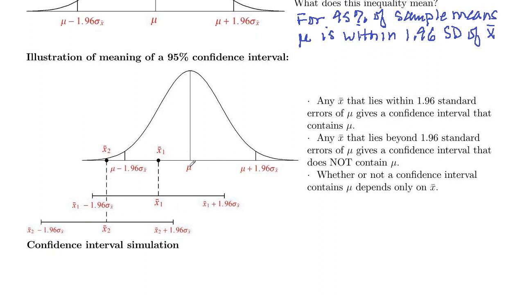So your population mean is either going to be inside the interval you get from your random sample, or it's going to be outside the interval. It should be inside that interval 95% of the time. That's what that 95% confidence level means. Let's illustrate this by looking at a simulation.